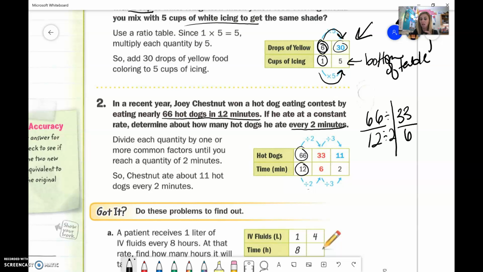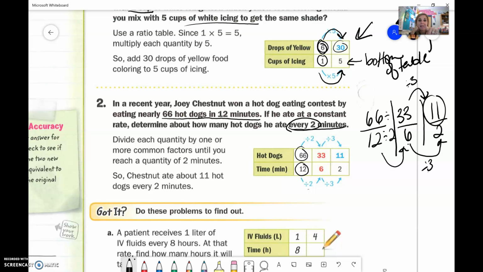Okay? Now the question is asking how much does he eat every 2 minutes? So I want to get to 2 minutes. So if I divide it here, how can I get from 6 to 12? Whatever I do to the top, I have to do to the bottom. Whatever I do to the bottom, I have to do to the top. I can divide that by 3. I know that I can divide evenly 33 divided by 3, and I get 11. So that means in 2 minutes, this guy eats 11 hot dogs.